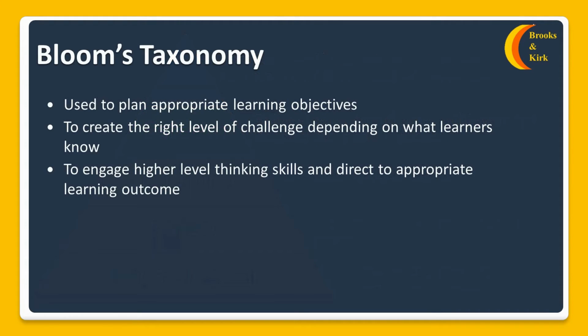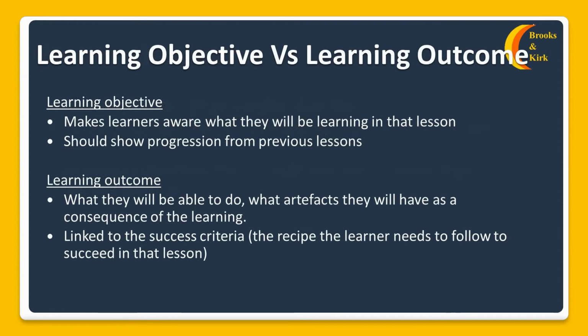Okay, next theory. Bloom's taxonomy basically is used to help plan for learning objectives, to help plan your chunks, to make sure that what you're setting the learners is at the appropriate level. And it's used to really help engage the higher thinking skills that we're looking for from our students. Before that, though, we need to understand the difference between a learning objective and a learning outcome.